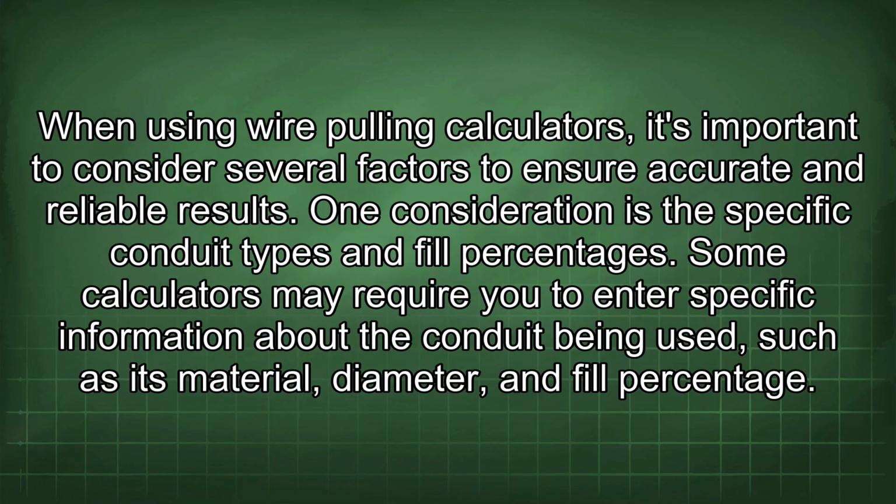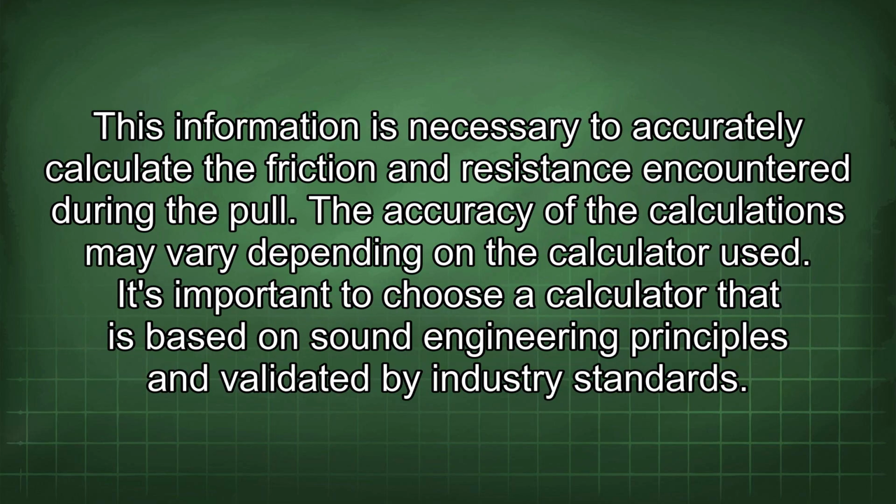When using wire pulling calculators, it's important to consider several factors to ensure accurate and reliable results. One consideration is the specific conduit types and fill percentages. Some calculators may require you to enter specific information about the conduit being used, such as its material, diameter, and fill percentage. This information is necessary to accurately calculate the friction and resistance encountered during the pull.